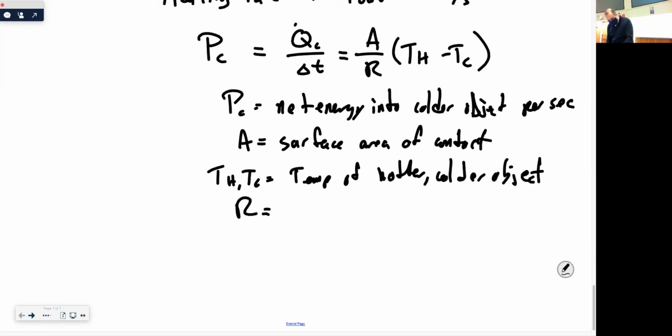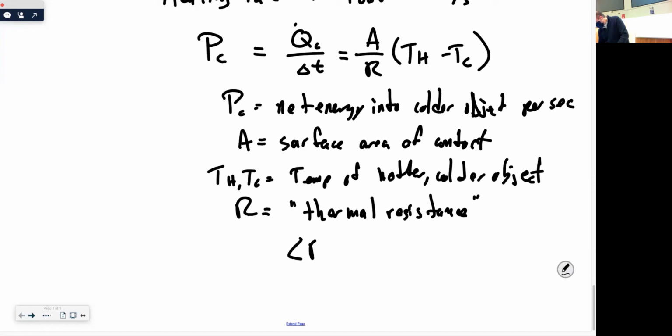And what is this R thing? This R is called the thermal resistance. What are the units on thermal resistance? Anytime we come into contact with a new parameter, it's always a good idea to just back up and figure out what units it will have. So we can probably figure it out over here.